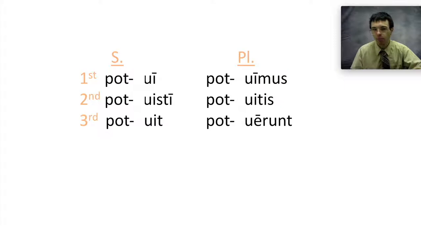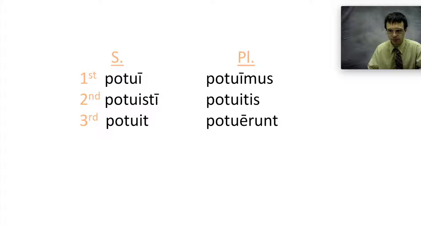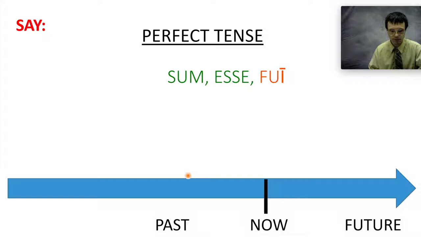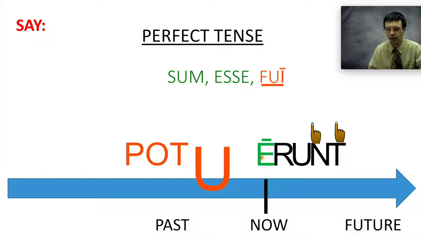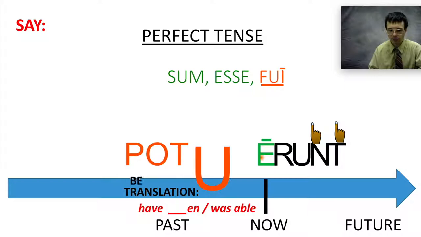Because, of course, think about it. You can't really say very easily potfui, can you? Will naturally become potui. So this is your perfect tense form of able to be. Potui, I was able. Potuisti, you were able. Potuit, he or she it was able. Potuimus, we were able. Potuistis, y'all were able. And potuerunt, they were able. And the translation, of course, is has or have been or was able.